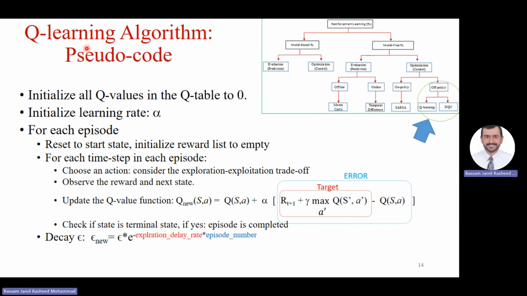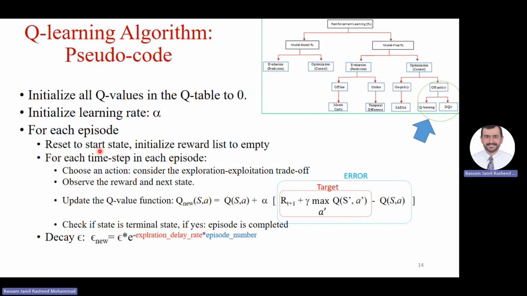So for the Q learning algorithm pseudocode, let's go to this Q learning algorithm now. We initialize all the Q values in the Q table to 0. We initialize the learning rate, which will be given. And for each episode, we run through the episode: from a state, we take an action to the next state, to the next action, to the next state. And the question is, how do I pick the next action? It's based on the epsilon greedy policy, which we'll talk about in a second.